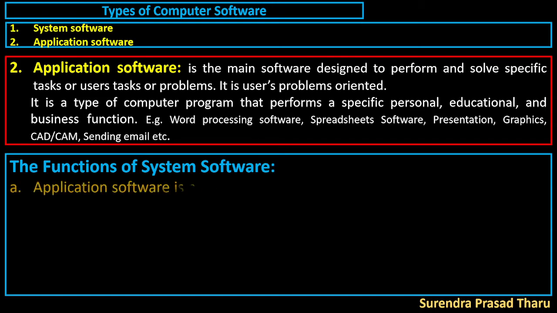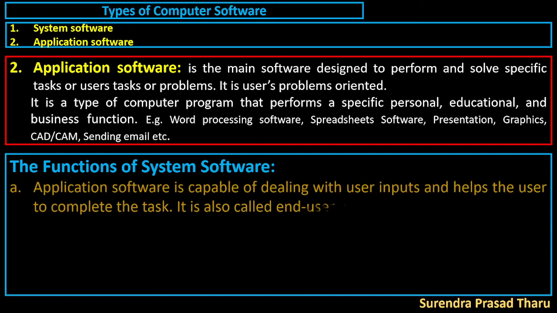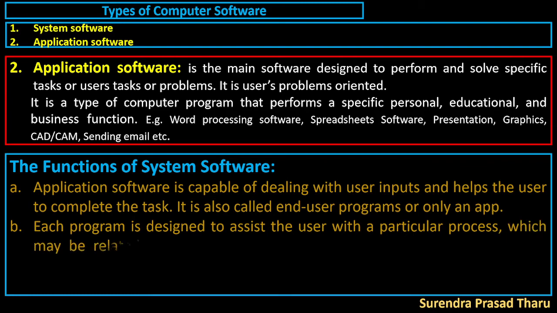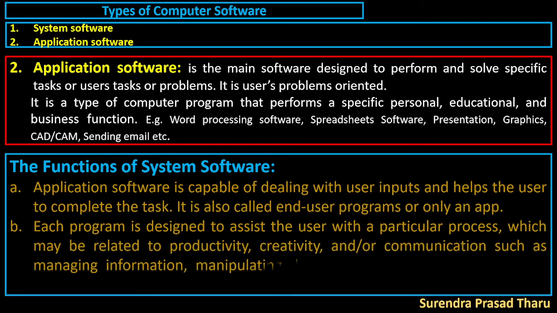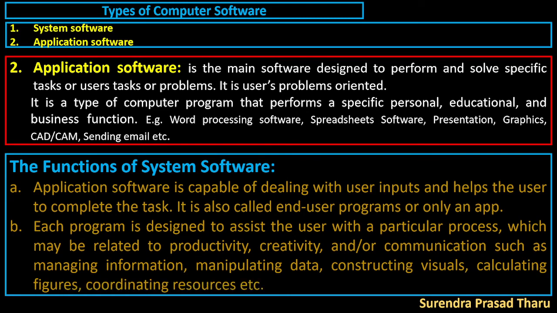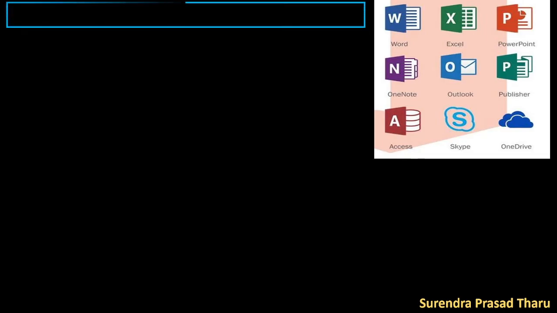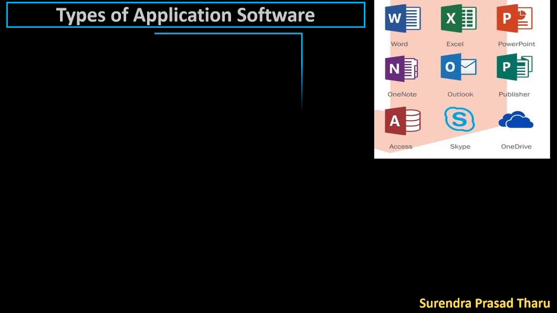Some basic functions of application software we can find through the definition. It is designed to perform specific tasks that are user oriented. So we can call them end user programs or simply apps. They are designed to perform productivity, creative, and communication functions. There are different types of application software, so we can go through them.